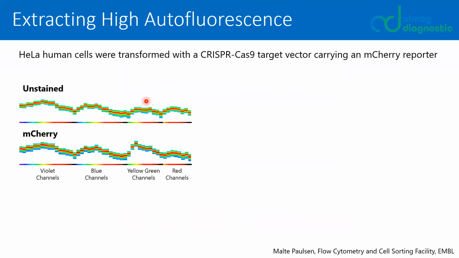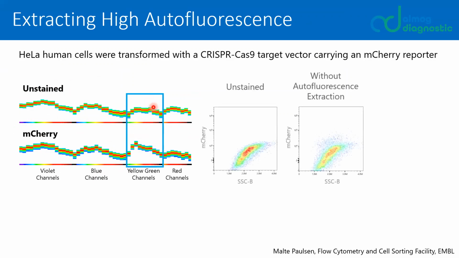Here is a very nice example showing human HeLa cells, which carry an mCherry reporter gene. We are looking at the signature of the unstained cells and the signature of the mCherry. Look at these 2 signatures, they are quite similar. And looking at the yellow-green channels, where the mCherry signal is collected, you can see that high autofluorescence is seen also in these channels. So when we look at our unstained sample, we really see quite a high signal coming from the autofluorescence of the cells.